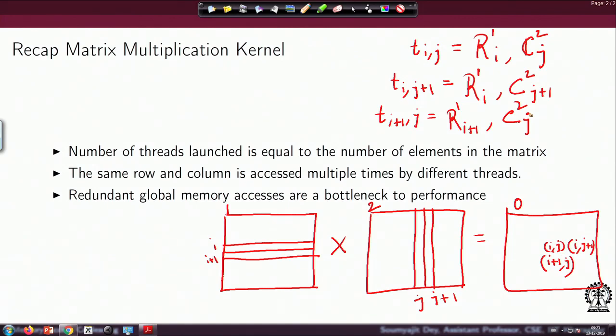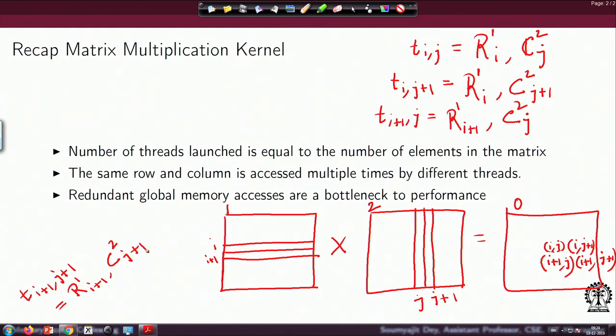Okay. So, let us again take another example just for completeness. I have then considered 4 nearby locations here. So, the i+1th row and j+1th column, right. I would be having this new thread which has been launched for the i+1th row and j+1th column, that would be accessing, for the first matrix the i+1th row and for the second matrix the j+1th column, right.